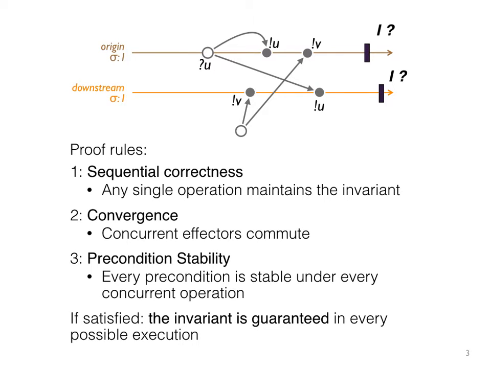Our tool works by checking the three following rules. Rule 1 is to check that the operation's preconditions are sufficient to maintain the invariant in any sequential execution. Rule 2 checks that replicas converge, that is, that the effectors commute. Rule 3 checks that every precondition is stable under concurrent updates. Gotsman et al., in the upcoming POPL paper, show that if the rules are satisfied, then any execution satisfies the invariant. Note that checking the rules takes only polynomial time.